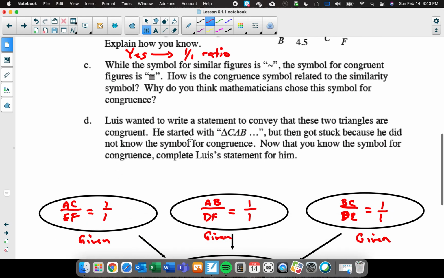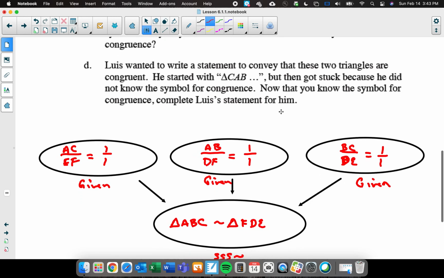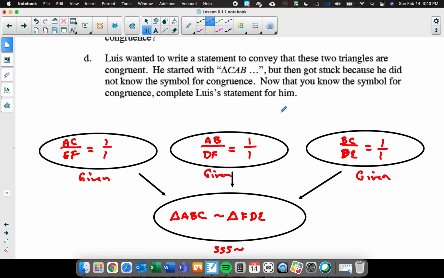And so finally, part D then, Luis wanted to write a statement to convey that these two triangles are congruent. He started with CAB, but then got stuck because he didn't know the symbol for congruence. Now, can we write his congruent statement? And we absolutely can. So now, rather than going through and saying these triangles are similar, I can write a congruent statement. I'll just do that right up here, up above, as like a separate problem.